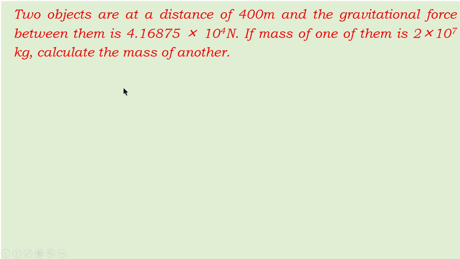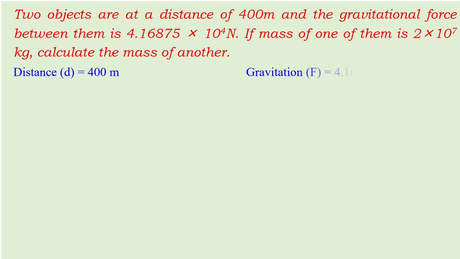Two objects are at a distance of 400 meters and the gravitational force between them is 4.16875 into 10 to the power 4 Newton. If the mass of one of them is 2 into 10 to the power 7 kg, calculate the mass of another. This is the question. Looking at the question, sometimes we will be confused and we feel that the numerical problem is tough. It's not like this. When we write the information given in the numerical problem, then we feel the same numerical problem is very easy.